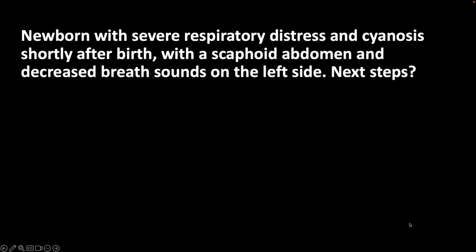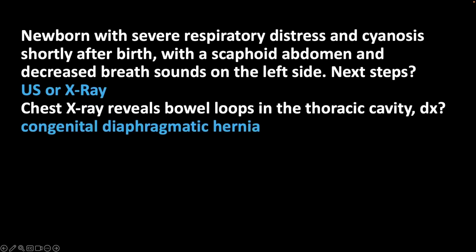So now we have a newborn with severe respiratory distress and cyanosis shortly after birth with a scaphoid abdomen and decreased breath sounds on the left side. What do we want to do next? Ultrasound or X-ray? So let's say a chest X-ray reveals bowel loops in the thoracic cavity. What would this be concerning for? This would be concerning for congenital diaphragmatic hernia.